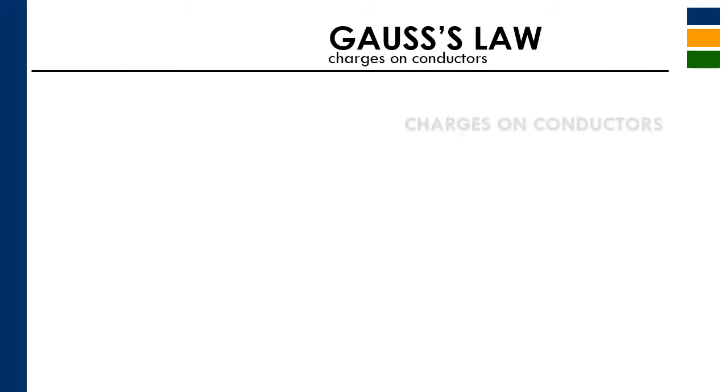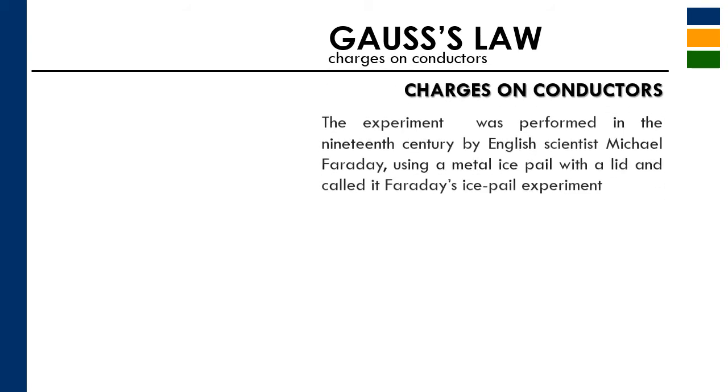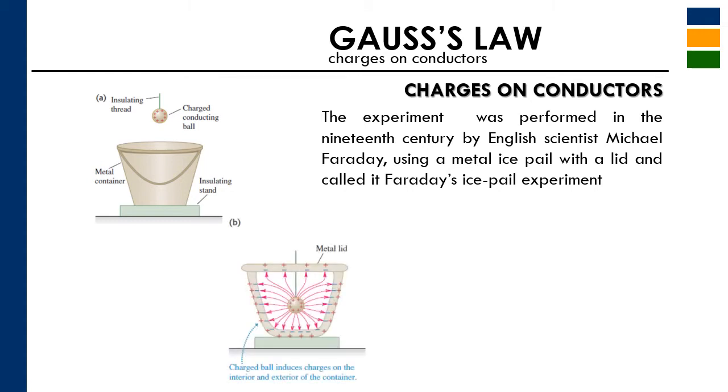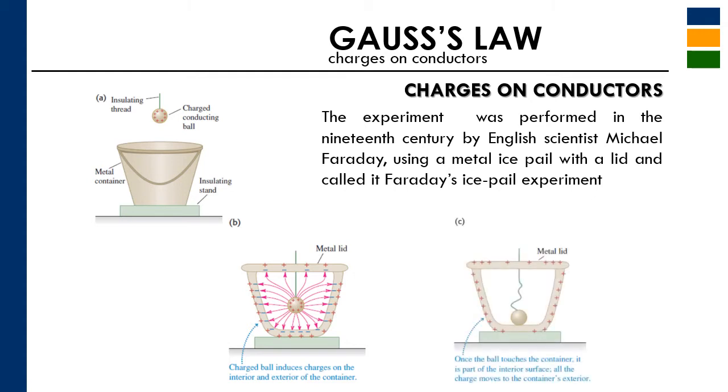A conducting container is mounted on an insulating stand. The container is initially uncharged, then we hang a charged metal ball from an insulating thread. The charges are now induced on the walls of the container. If we let the ball touch the inner wall, the ball becomes part of the cavity surface. By Gauss's law, the net charge on the cavity must be zero, so the ball must lose all its charge.